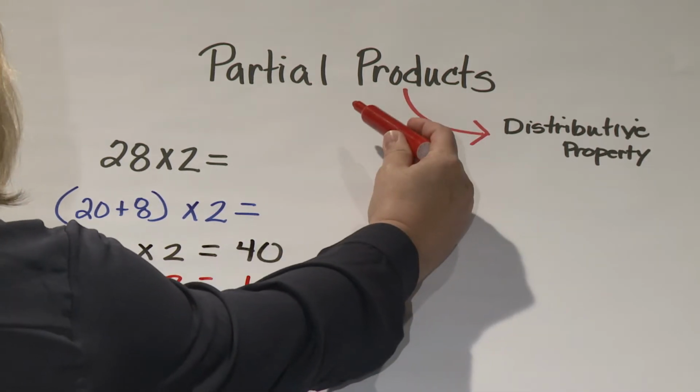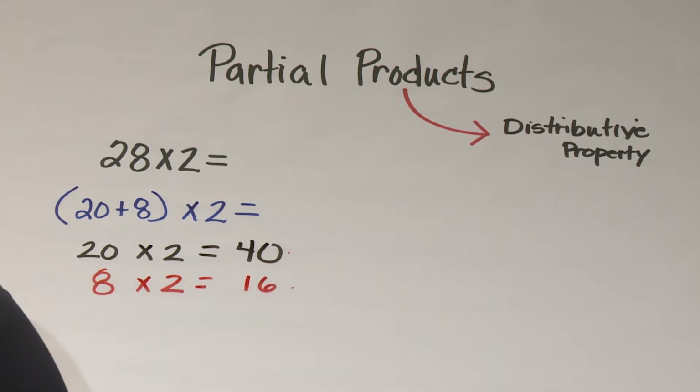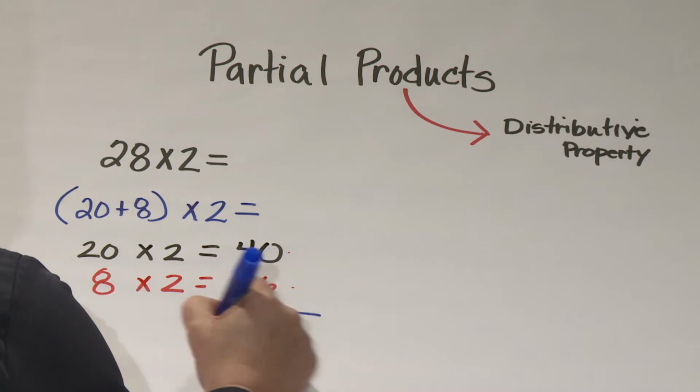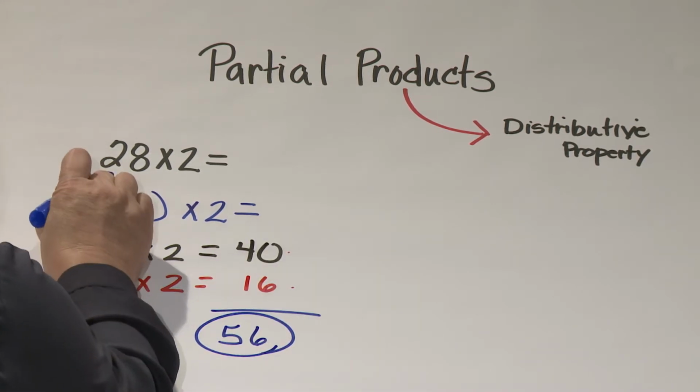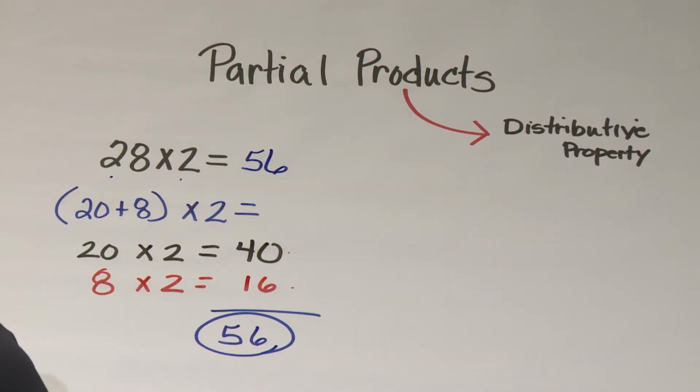This is how we come up with the strategy called partial products. We have partial products here. And then when they're added together, the ultimate product is 56. So 28 times 2 is 56. Because the partial product strategy is derived from the distributive property, it always works for multiplication.